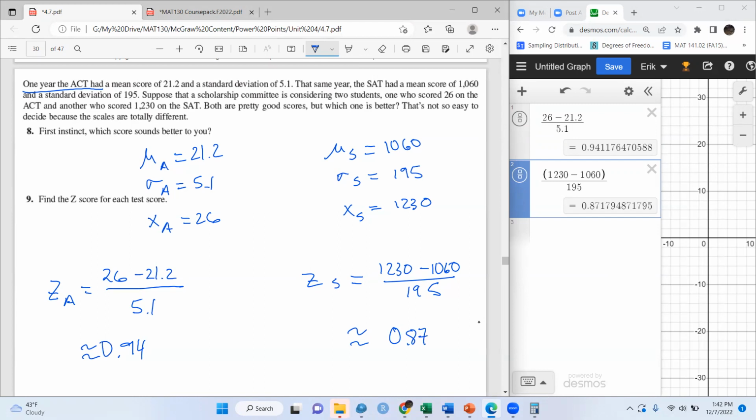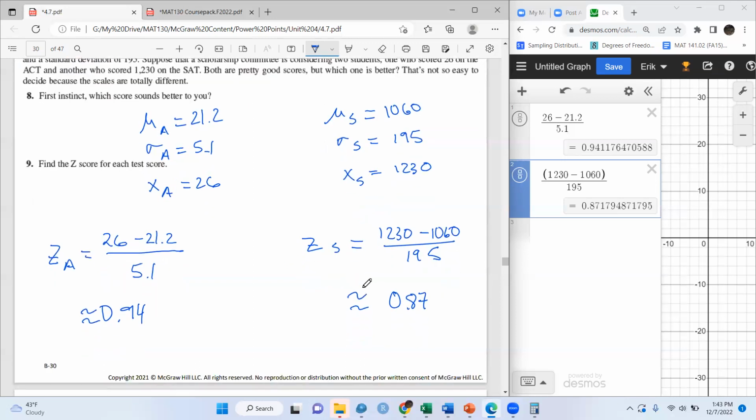So who did better? 0.94. Yep, slightly higher. They're just a little bit better than the SAT student. So that's it. If we were to interpret these scores, we would say that the ACT person scored 0.94 standard deviations above the mean, and the SAT person scored 0.87 standard deviations above the mean.